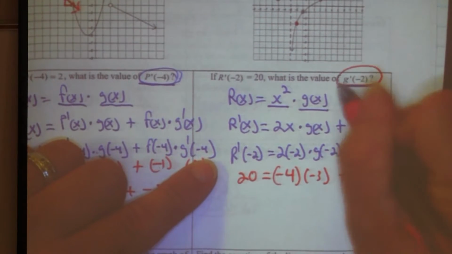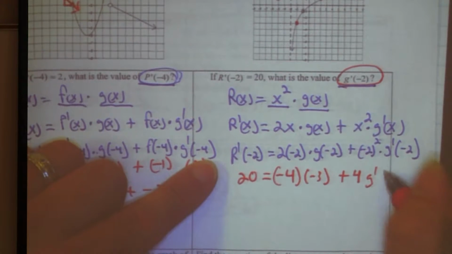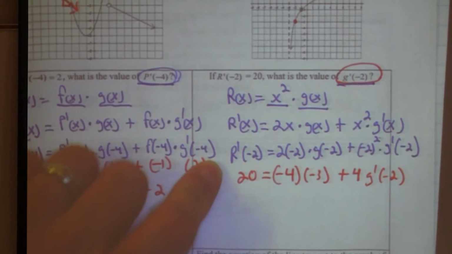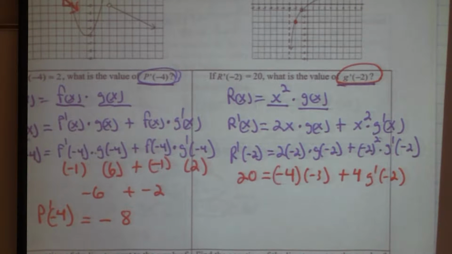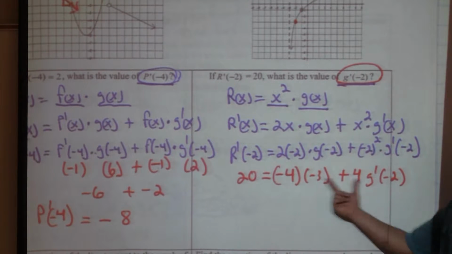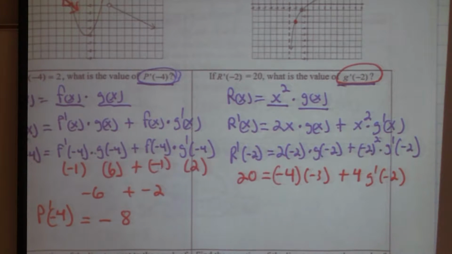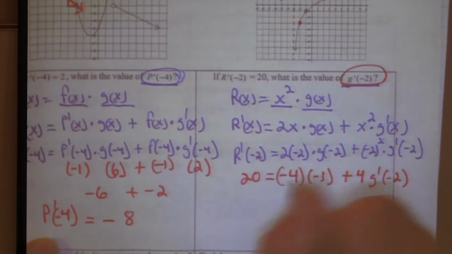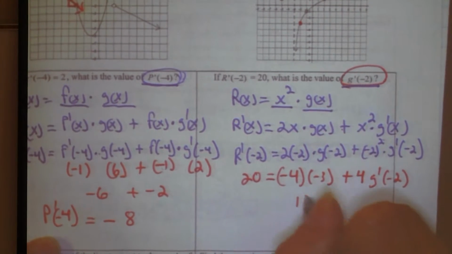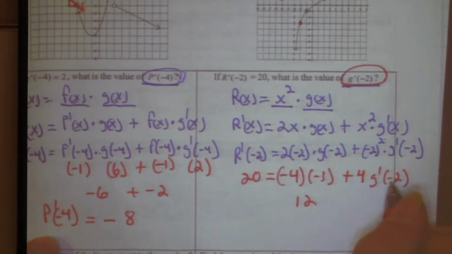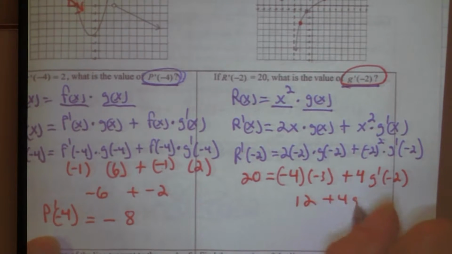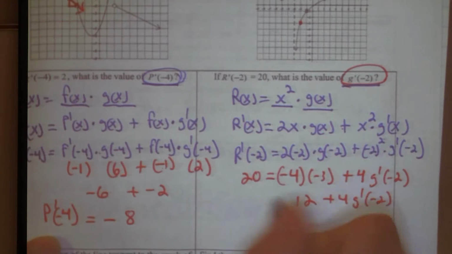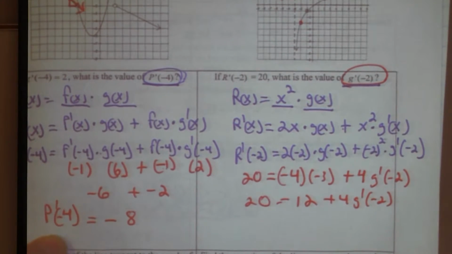What's g prime of negative 2? Oh, that's what we want to find out. So do I even have to mess with that? No, that's kind of like my x, right? It's my unknown. I need to solve for it. And it's good because that's the only thing that I don't know. If I have one variable, I need one equation to solve for it. So let's do it. What's 4 times 3? 12. So I got 12 here, and then this will become 4 g prime of negative 2, and it's equal to 20. So how can I solve that?